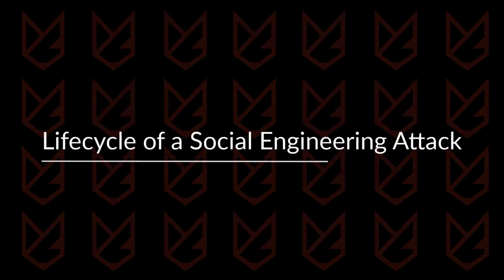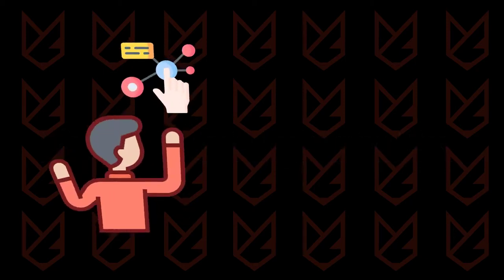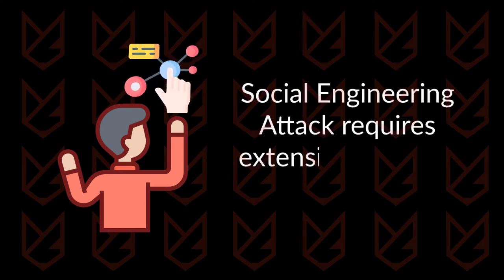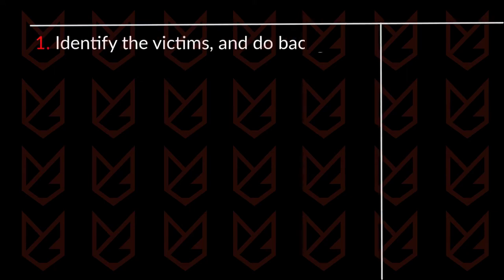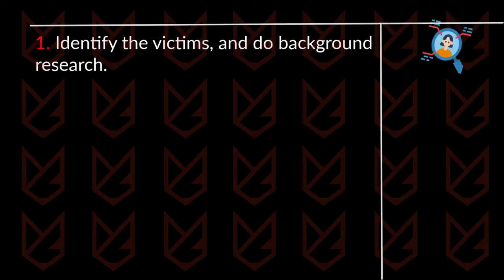Life cycle of a social engineering attack. Since it requires the victim's interaction, a social engineering attack is not a straightforward task and requires extensive research and several steps for successful conduct. 1. The first step is to identify the victims. Do their background research to find out how they can be exploited psychologically, and then select the attack method accordingly.